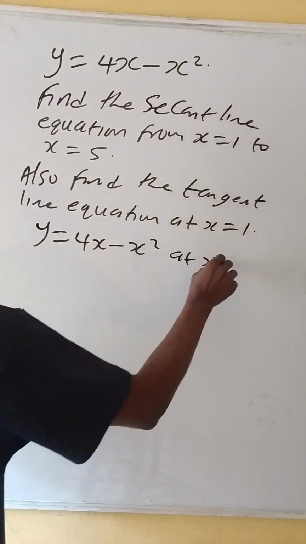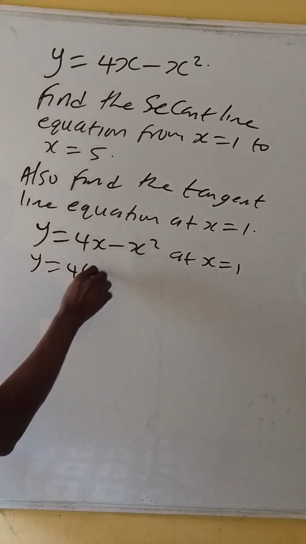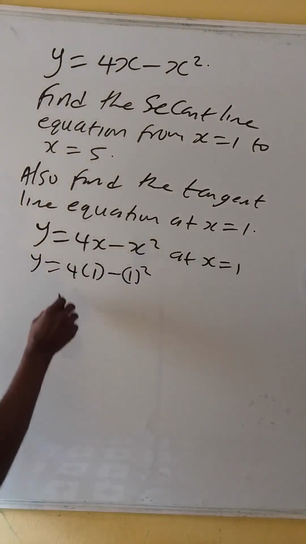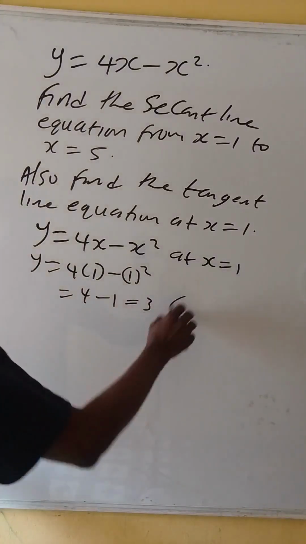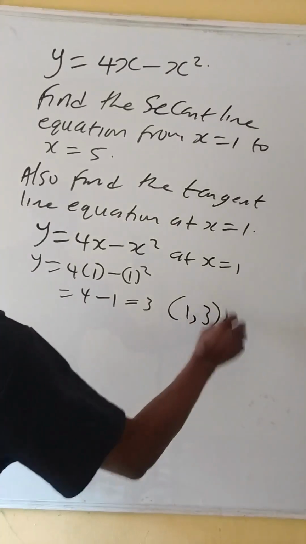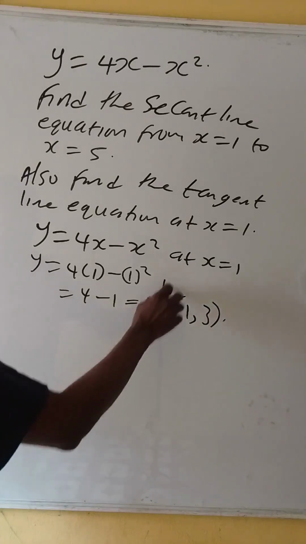So at x equals 1, we're going to find the value for y. Y equals 4 bracket 1 minus 1 squared, equals 4 minus 1. That will give us 3. What is the coordinate? At x equals 1, y equals 3. The same thing at x equals 5, go and find it.